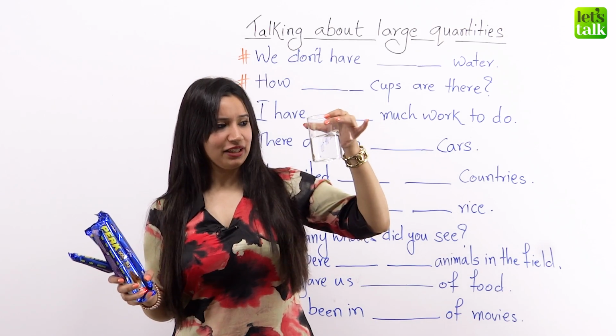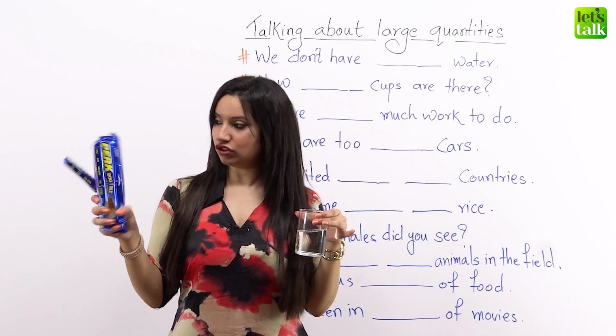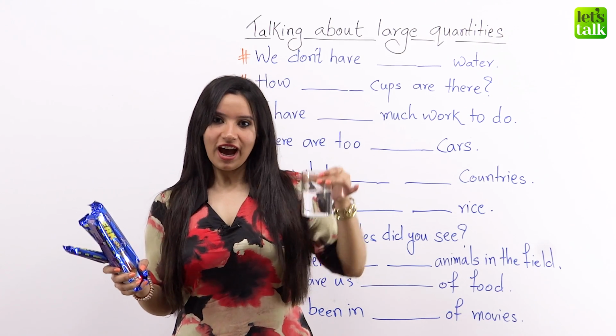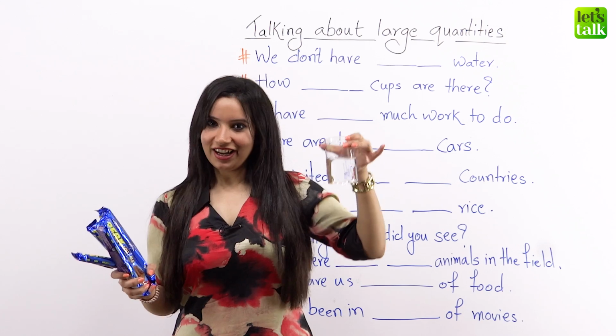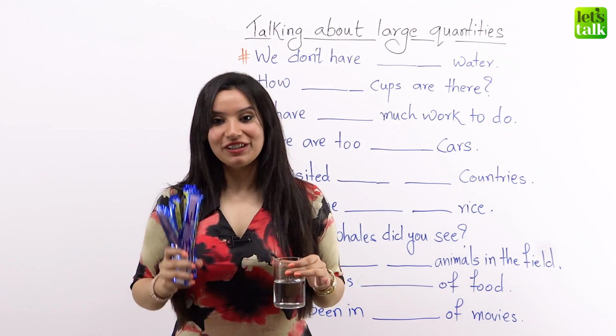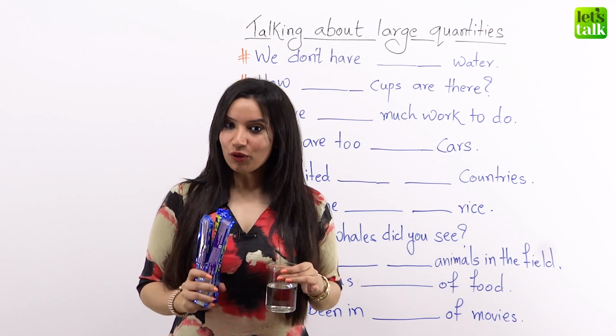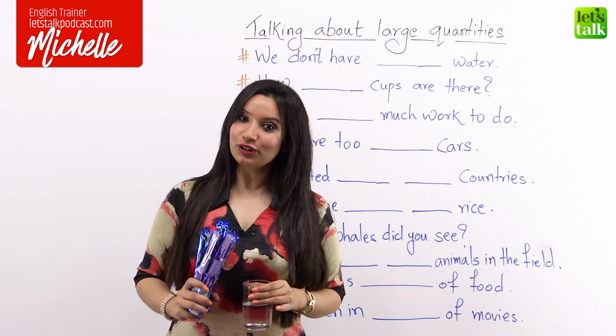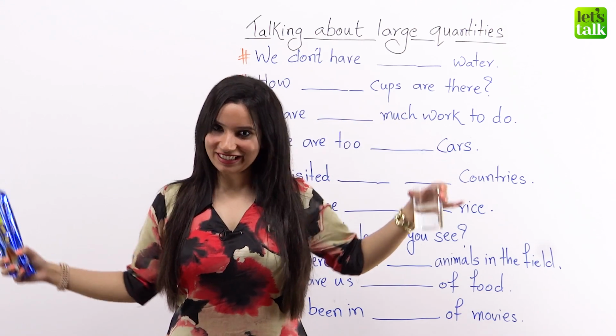I don't have many water. I have much chocolates. Is that how you speak? Or do you say, I have much water. I don't have many chocolates. In this lesson, we are learning how to talk about quantities. My name is Michelle. Stay tuned with me to learn to talk about large quantities of something.